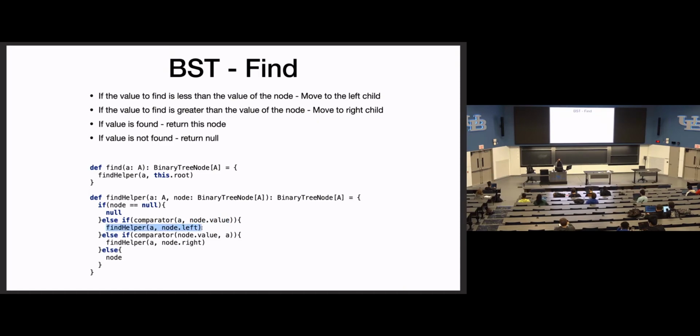So I'm going to call my find helper method. I'm still looking for A, and I'm going to move to this node's left child. I'm going to move left in the tree and continue my search over there.